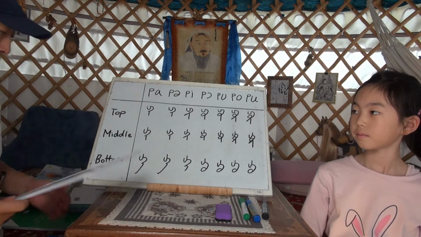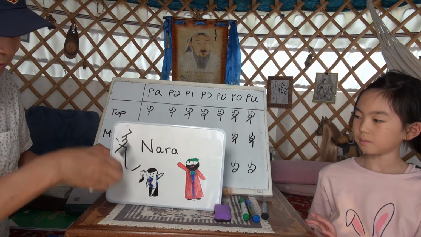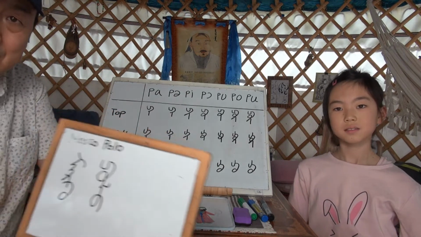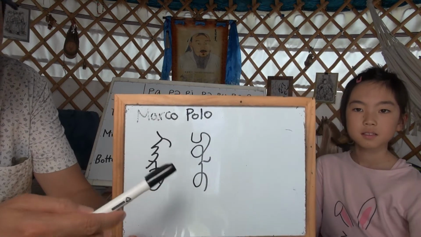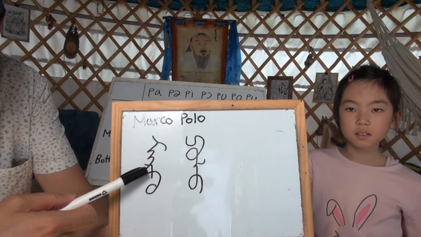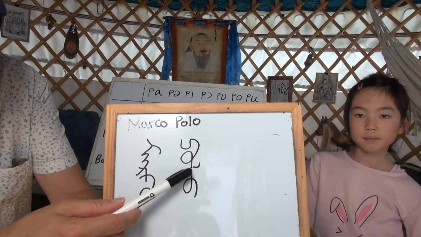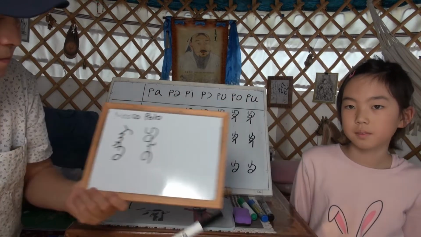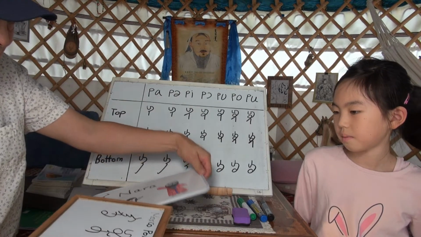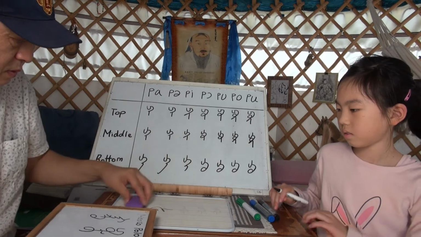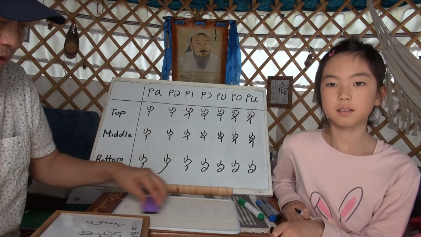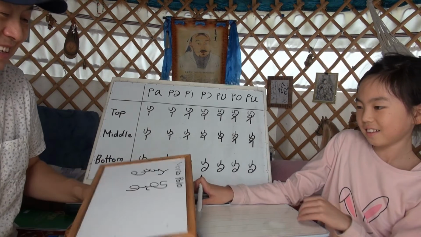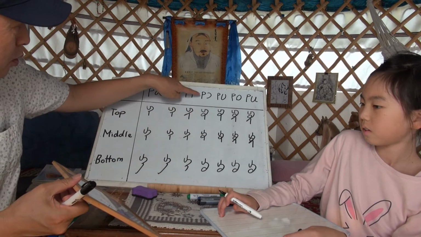One of the very famous names is Marco Polo. We've prepared a bit here. Marco Polo in Mongolian. We're using the Po here. Polo. Would you want to write here? We've learned Lo, right? Lo is the dragon.